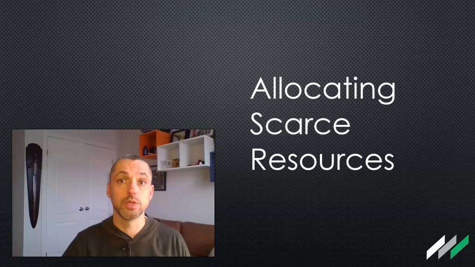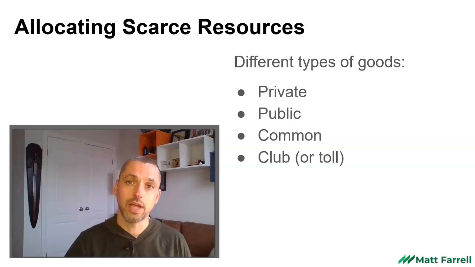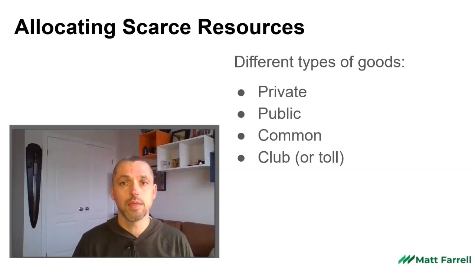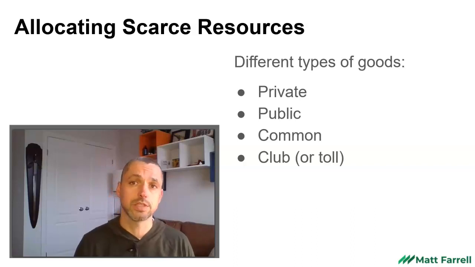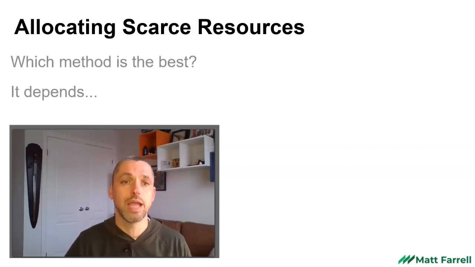In this video, we're going to look at allocating scarce resources. There are different ways of dividing up things, dividing up resources or access to goods and services. And the method of allocation might depend on the type of resource you're trying to allocate. For example, consider the different types of goods: private goods, public goods, common goods, and club goods. Each one of them might have a different method of allocating.